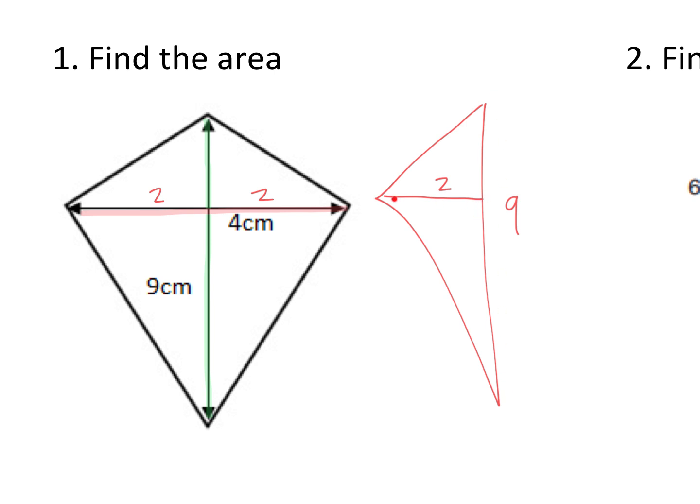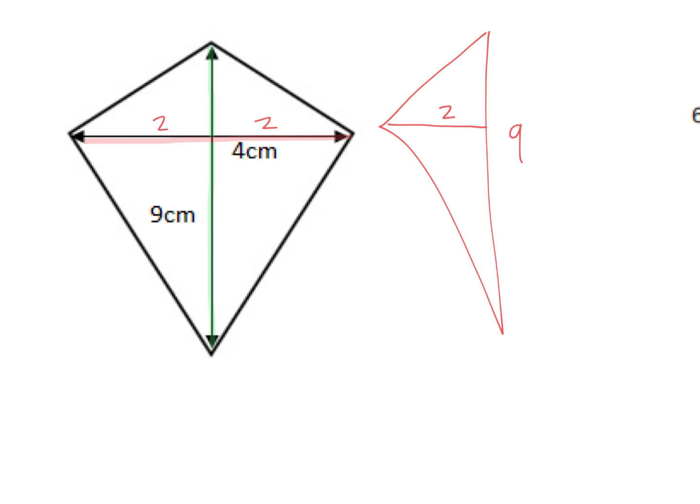Base, perpendicular height. So the area of that triangle is half times the base, which is 9, times the height, which is 2, and that gives you 9. This kite is obviously 2 of those triangles, one on the left and one on the right. So the area of the kite is 9 times 2, which is 18.